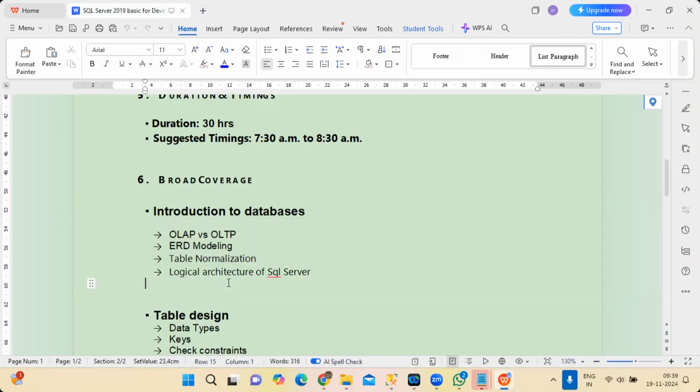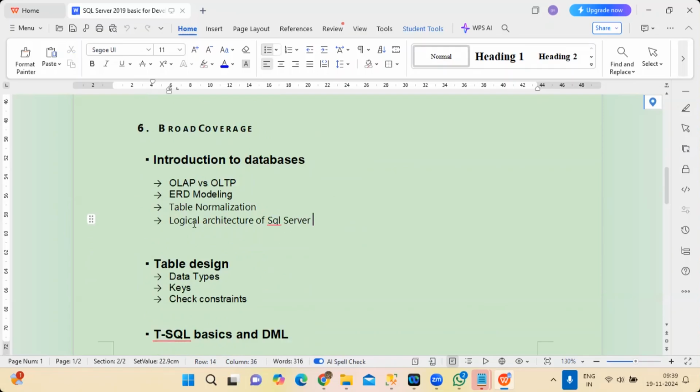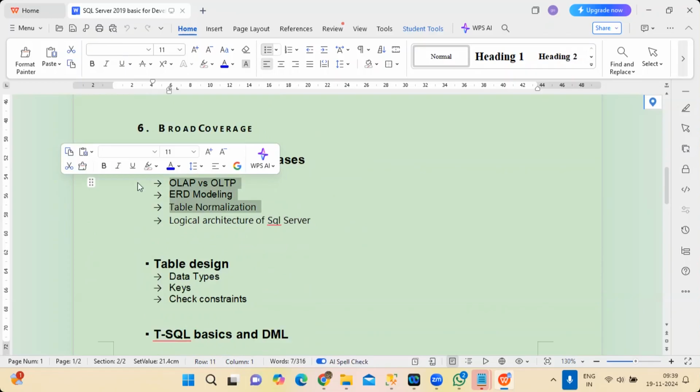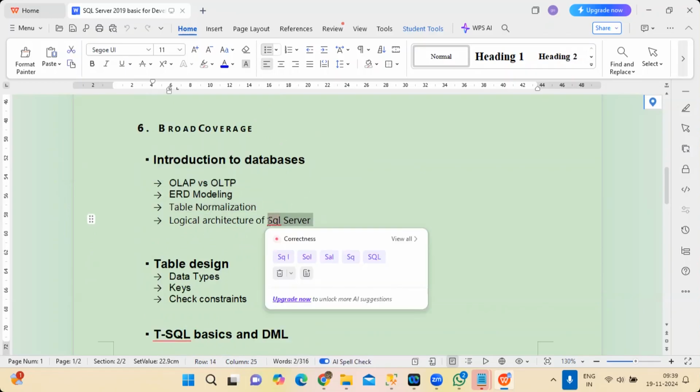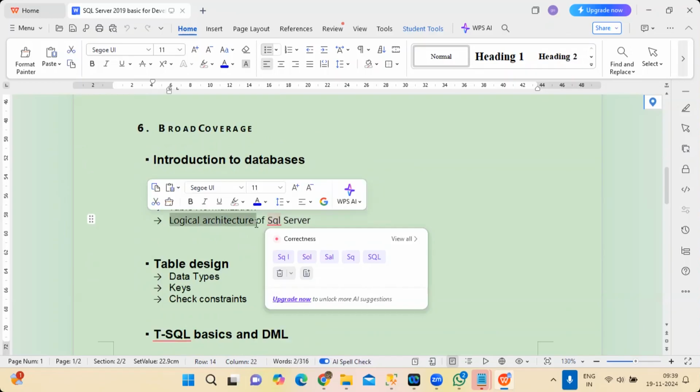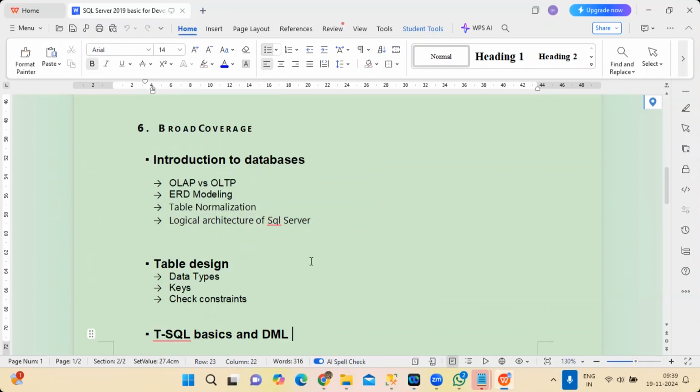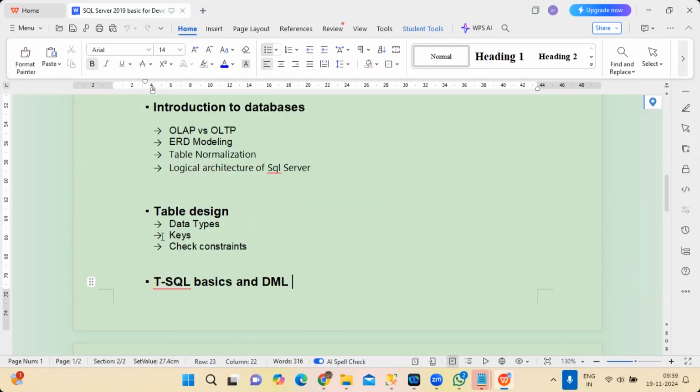Then looking at the architecture of SQL Server. The initial few topics are mainly focused on designing a database. Then you have to implement the database, and to implement it, we are looking at SQL Server. We will see the logical architecture. What do I mean by logical architecture? What are the components of SQL Server? What are the logical components of SQL Server? Then we will be looking at the table design.